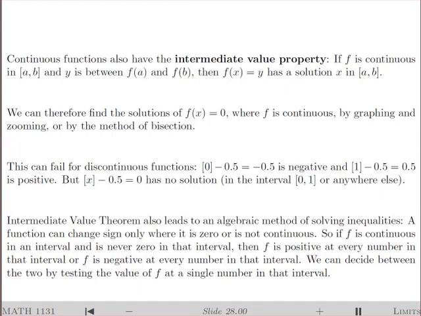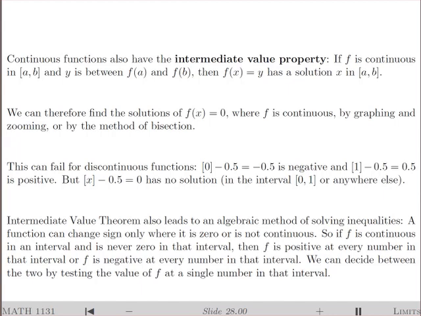The intermediate value theorem also has another consequence that will be useful to us. It gives us an algebraic way of solving inequalities, because a function can change sign only where its value is 0 or where it's not continuous. So if you take an interval in which the function is neither 0 nor discontinuous, it's continuous over the entire interval, then f must have the same sign throughout that interval. We can just use a test point to identify that.